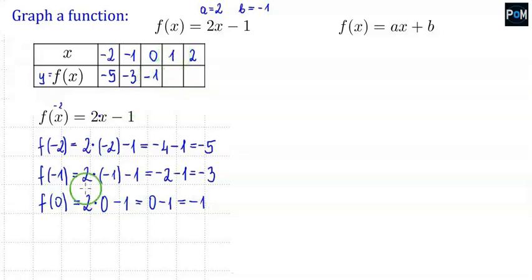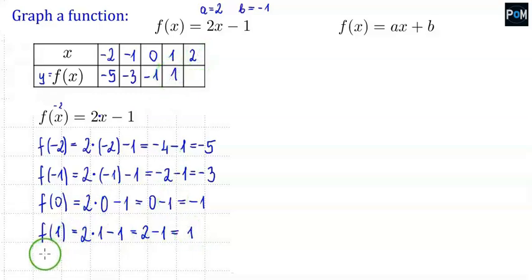The next x will be 1. So we calculate f of 1, write 2 times x, which means 2 times 1, and subtract 1 from it. 2 times 1 is 2, and 2 minus 1 equals 1. So here we have 1. And our last x is 2. So we calculate f of 2. f of 2 is 2 times x, which is 2 times 2, and subtract 1. 2 times 2 equals 4. Subtract 1, that makes 3. Well, we have the table filled out. This table gives us points. Each vertical column of the table represents a point.